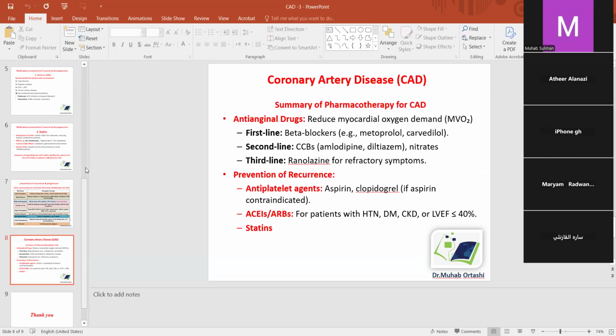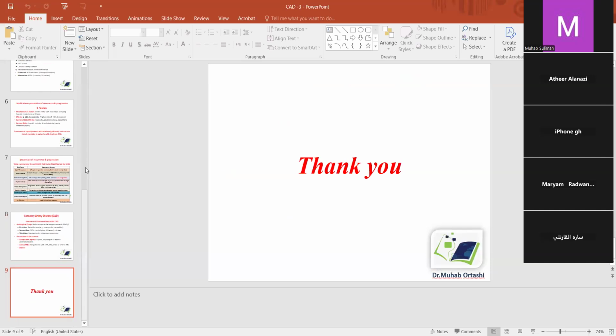Then for all patients, we prefer to use these drugs to prevent recurrence: antiplatelet, mainly aspirin, and as an alternative, clopidogrel; ACE inhibitors for the patient who has a concomitant disease, diabetes, hypertension, chronic kidney disease, or heart failure with reduced ejection fraction; and statins. All patients should have their comorbidities treated, which could be managed. And that is all for the first lecture.